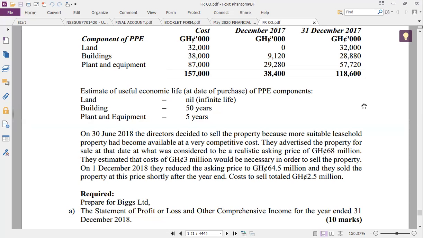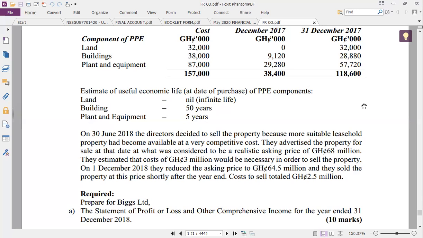Wow. What's the BP? What's the current amount of the BP? 57.72 million. That's the current amount of the BP. But it was what? It was priced at 68 million. Okay. And then they deemed it as what? Realistic. They estimated that a cost of 3 million would be necessary in order to sell the property.